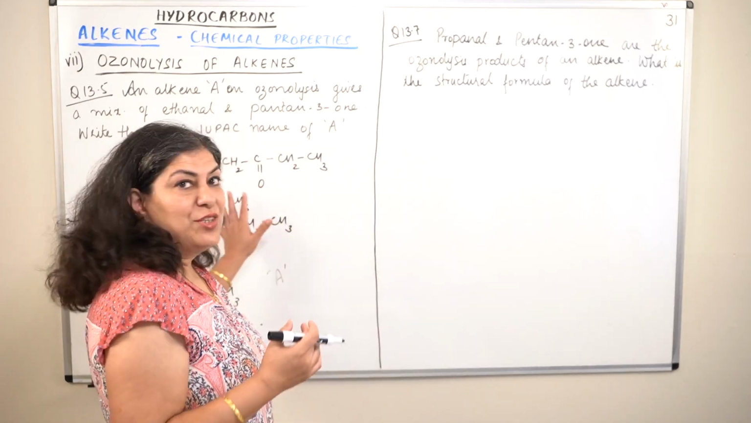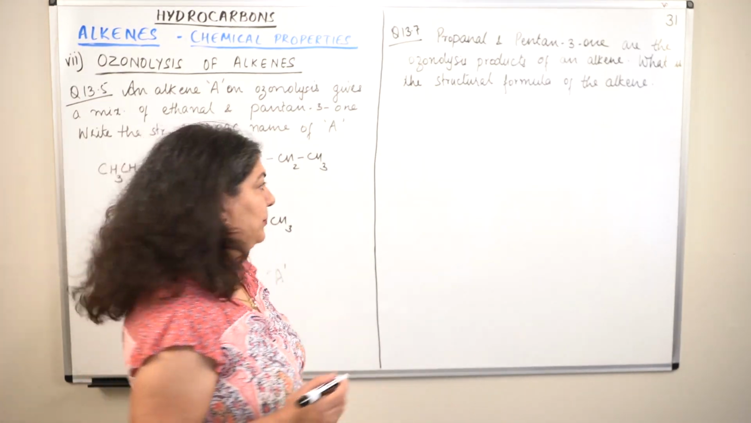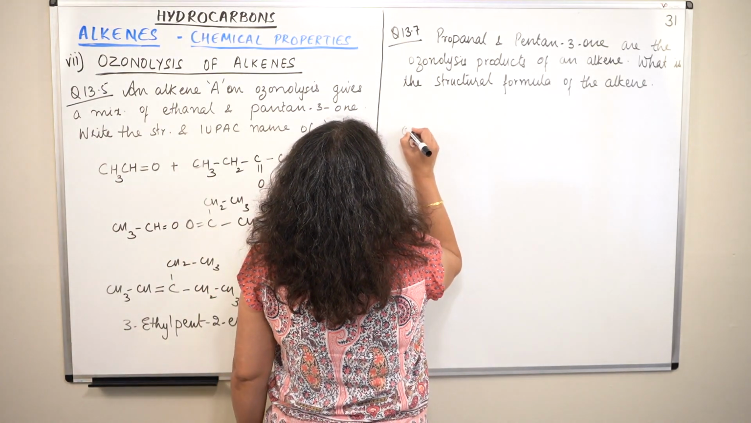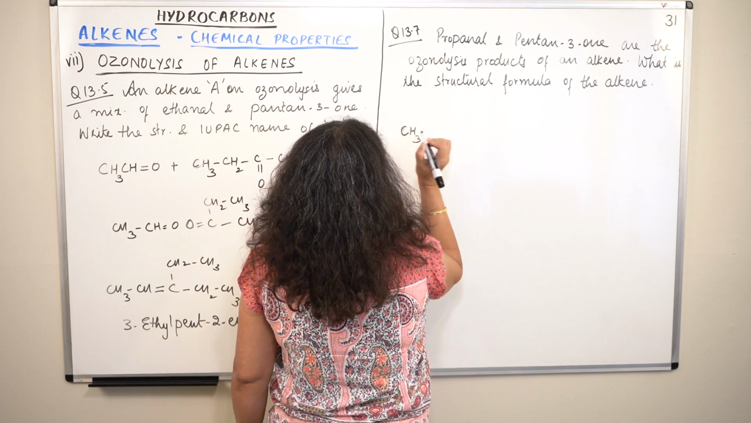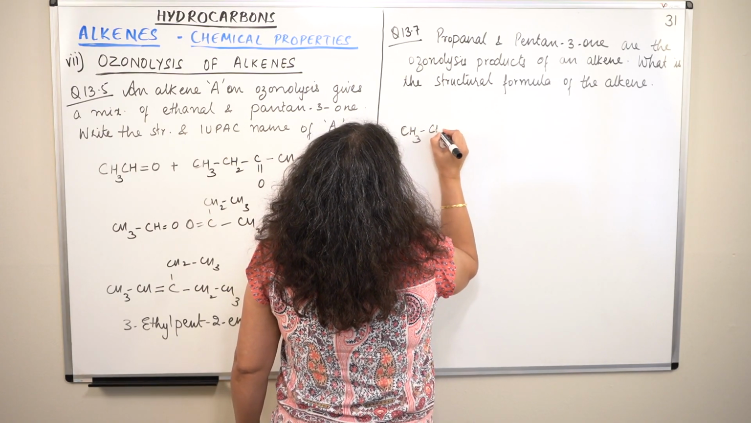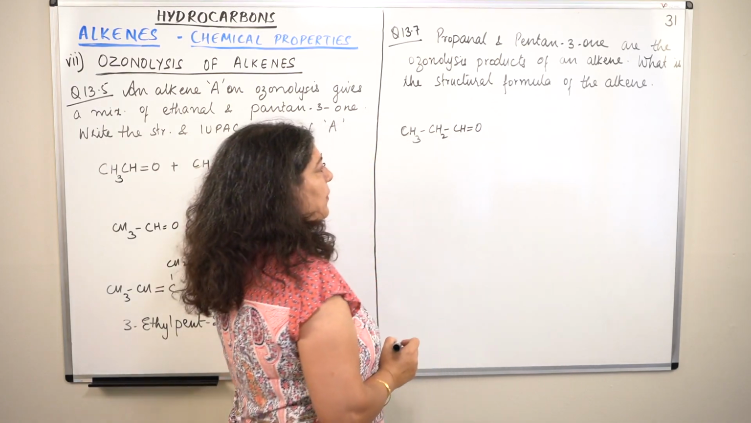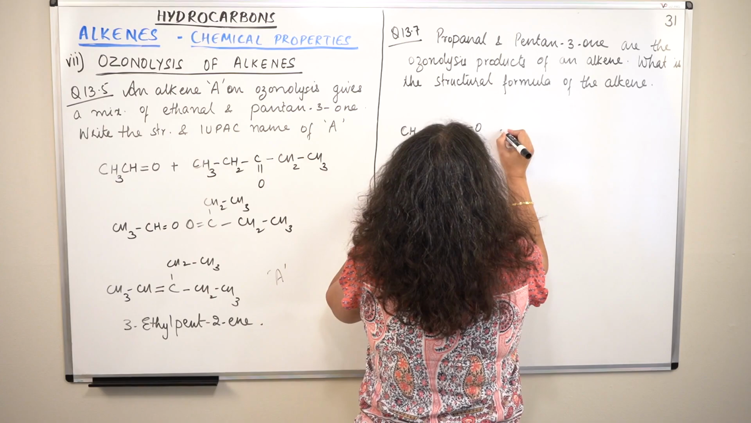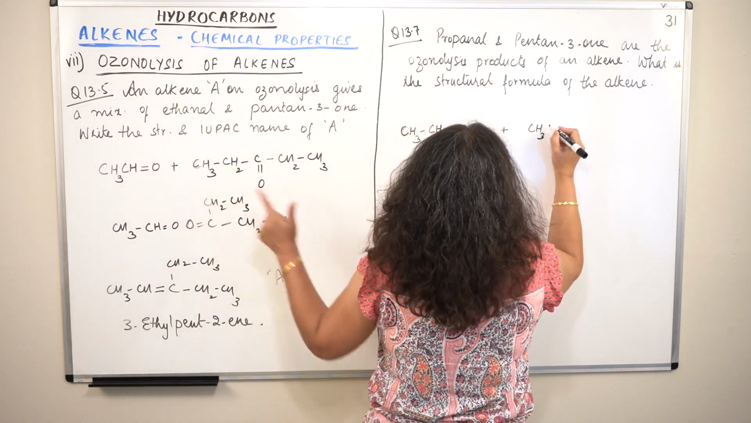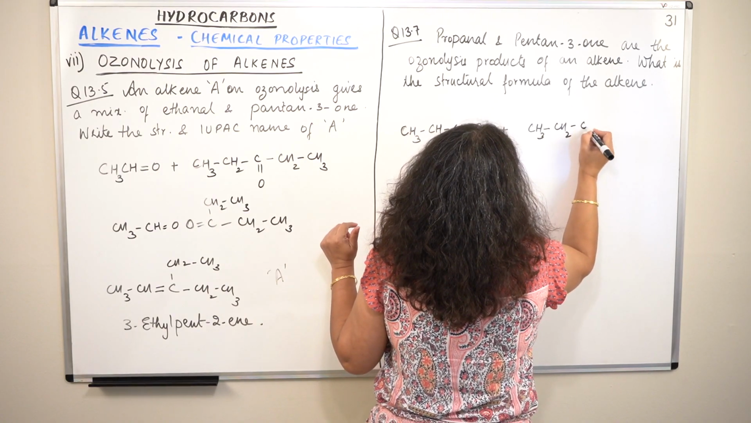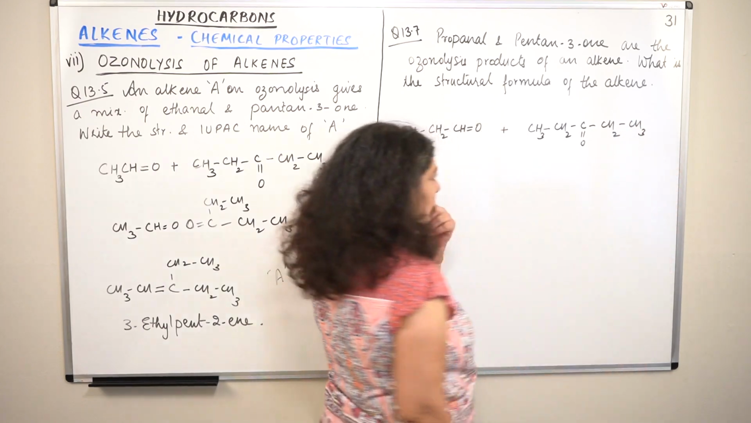So we'll do the same thing as we did here. We'll write down the two products. The first is propanol. Propanol would be CH3 CH2 CH double bond O, right? This is propanol. And pentane-3-one, CH3, CH2, C double bond O, CH2 and CH3.